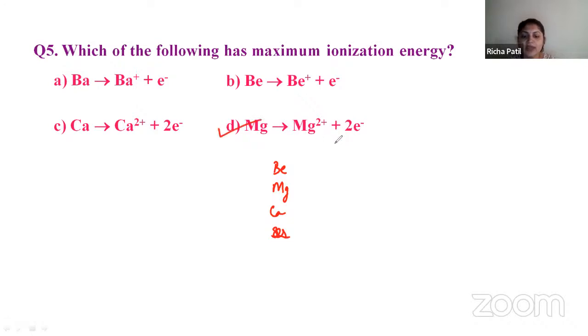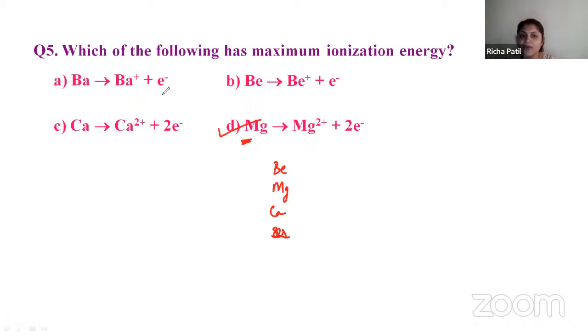When you're removing one electron, what will happen to the effective nuclear charge? The effective nuclear charge will increase. So whatever outermost electrons remain, when you remove one electron, the effective nuclear charge increases. As a result, the remaining outermost electrons will be held more tightly by the nucleus. Because of this, it will have high ionization enthalpy. So the answer is D.